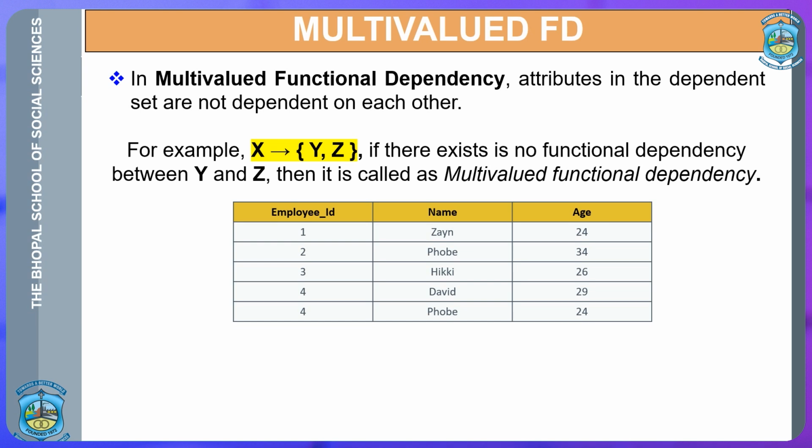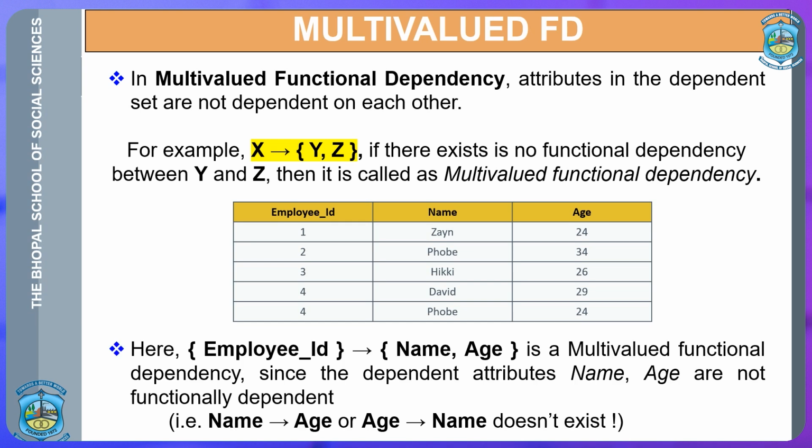For example, consider this table. We have employee ID, name and age. Here employee ID arrow name comma age is a multi-value dependency because age does not depend on name or name does not depend on age. They are mutually exclusive. Hence we say that this is a multi-value dependency.